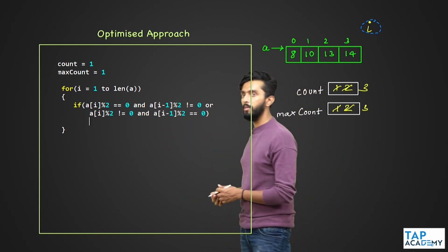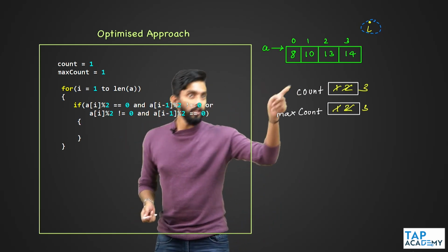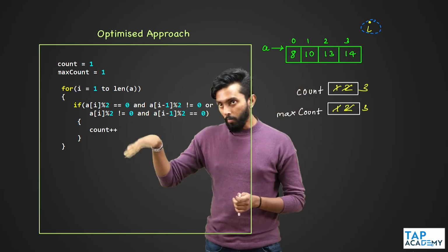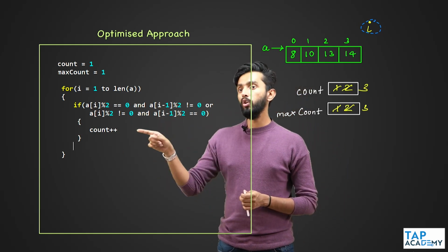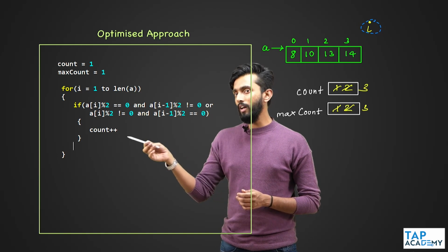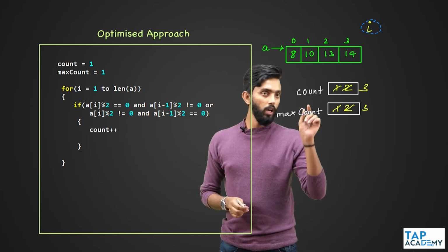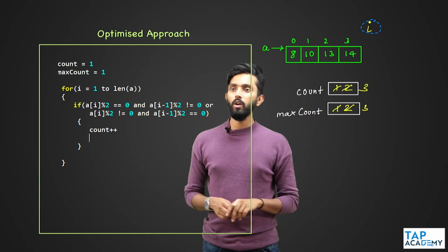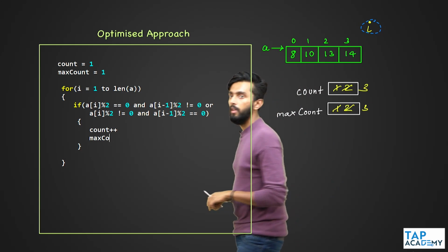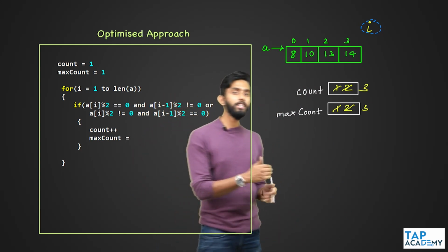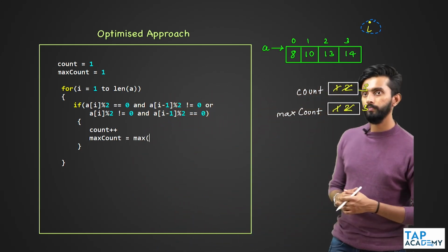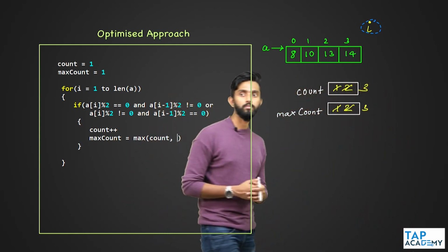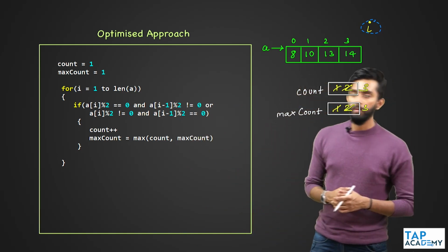If that is the case, I'll come inside. And what should I do? Increment count. And the moment you increment count, it is also your duty, inside that itself, to compare whether count or max count is greater. So max count is equal to whatever is the maximum between count and max count. I hope you are able to understand.